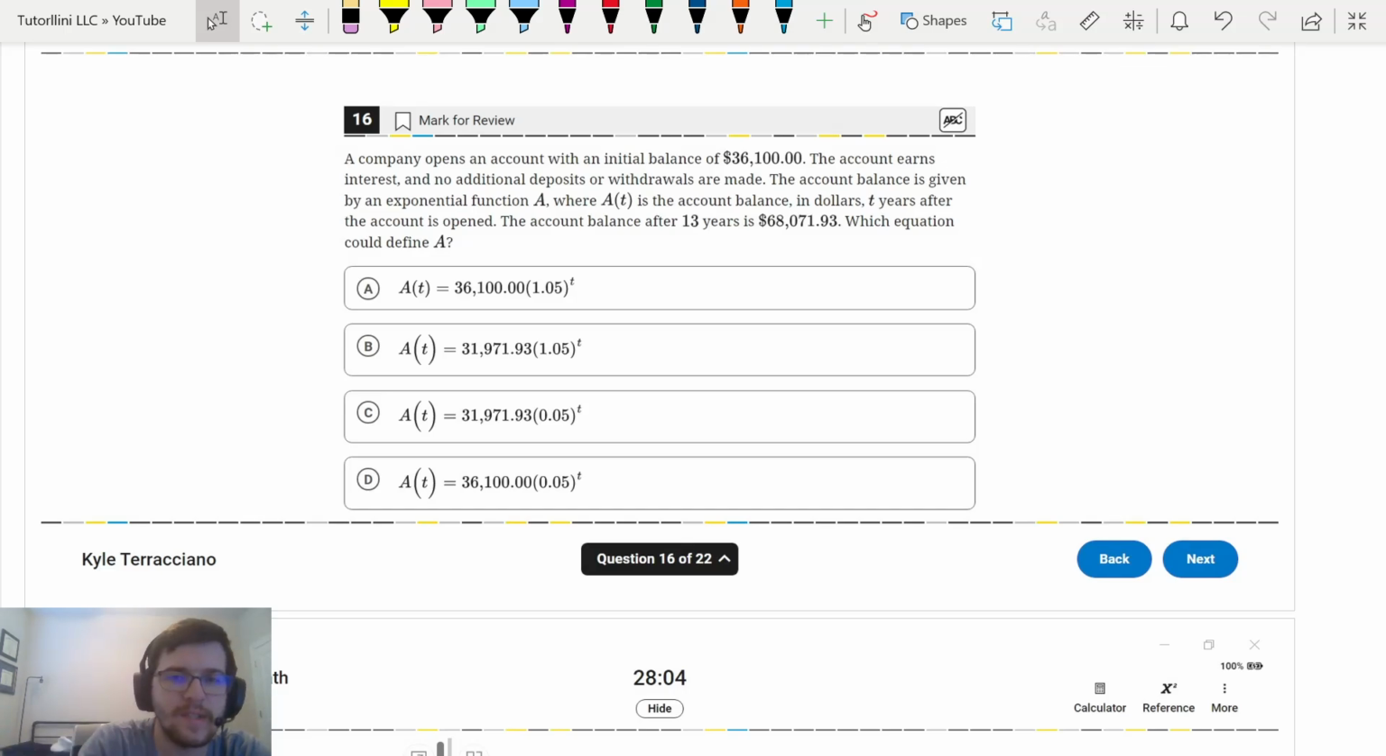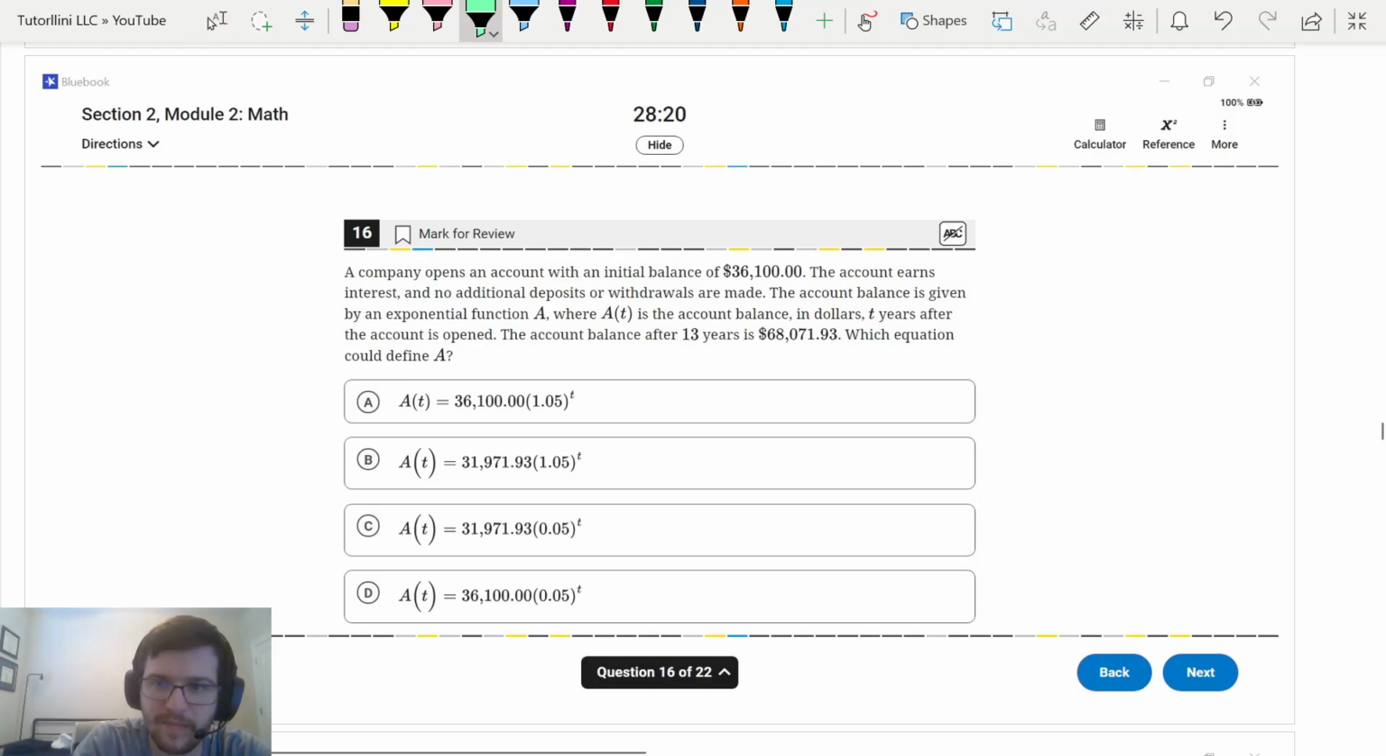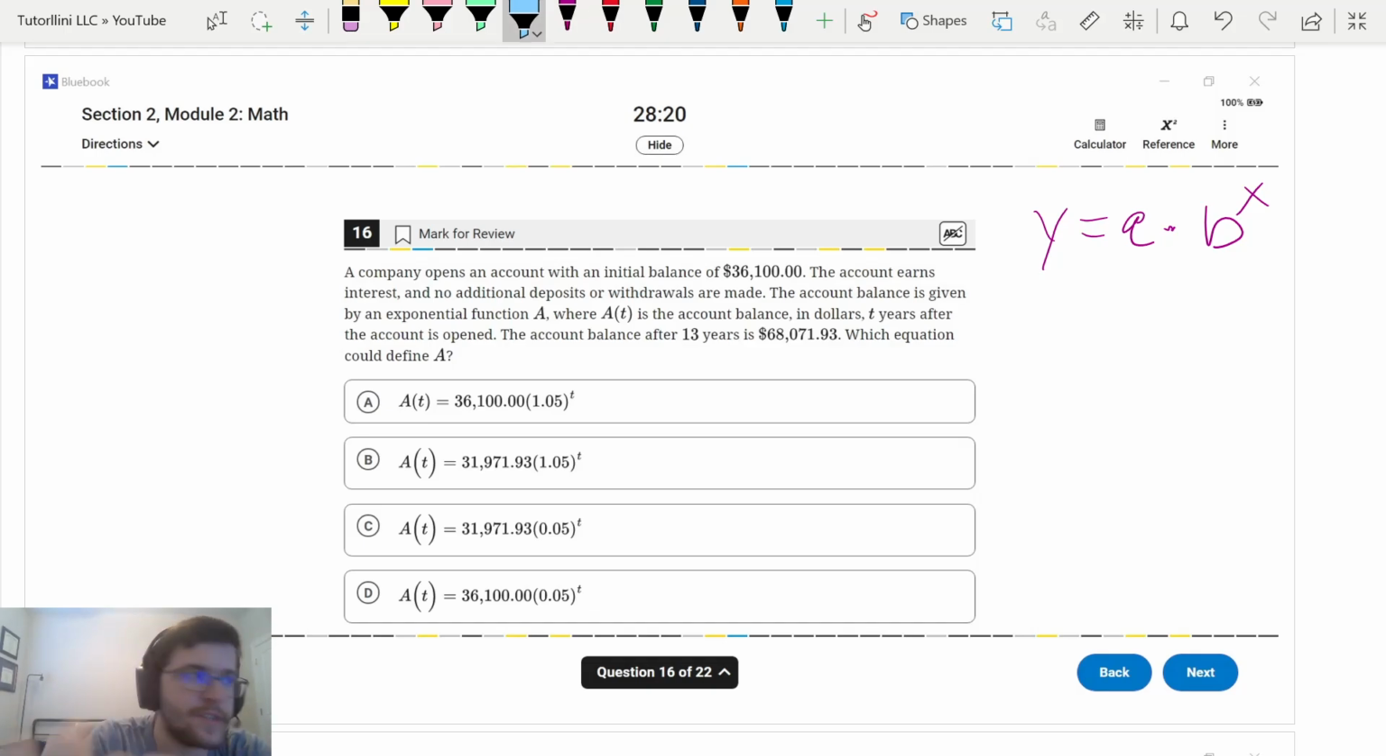Okay. So this is like y equals a times b to the x. Kind of a weird question. So remember, a is your starting or initial amount, b is the growth or decay rate. So you see how it says initial balance? So that tells you, the keyword being initial, that tells you that A, the thing out in front, is 36,100.